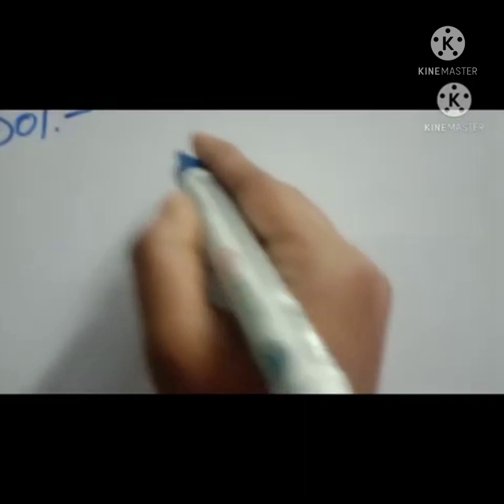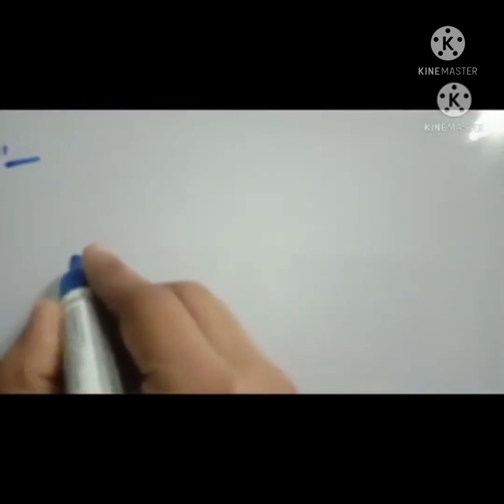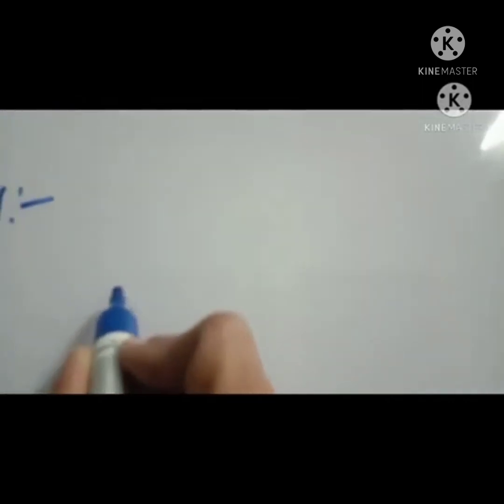Now see the solution. What is the question here? In a class of 35 students. How many students are there in a class? 35 students. First write that step. Number of students in the class.